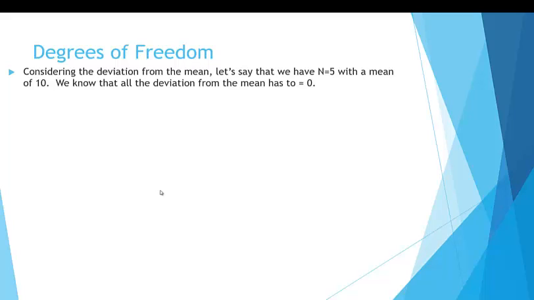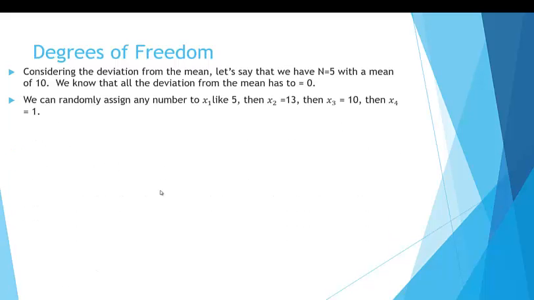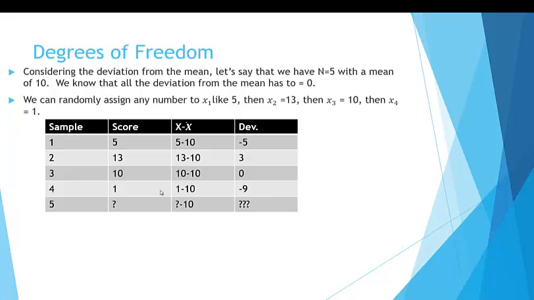Now, why is that? Let's look at the deviation from the mean. Let's say that we have a sample with an n of 5 and a mean of 10. We know that when all the deviations from the mean are summed up together, the sum of the deviations has to equal 0. So we can randomly assign any number to score 1, such as 5, score 2 is 13, score 3 is 10, score 4 is 1, and our chart looks like this.